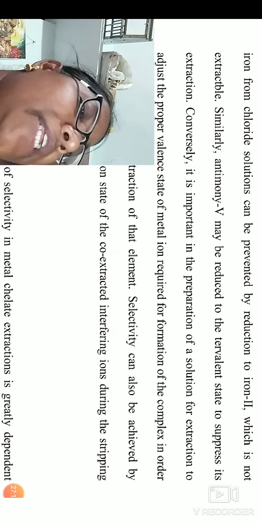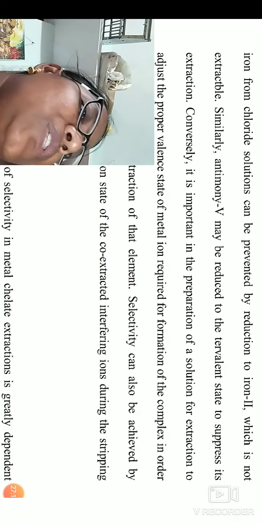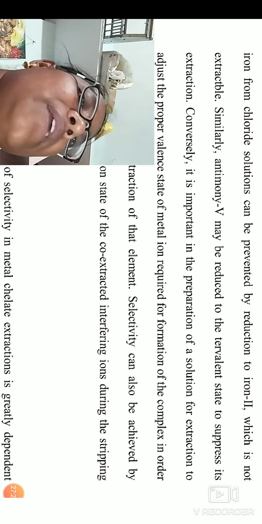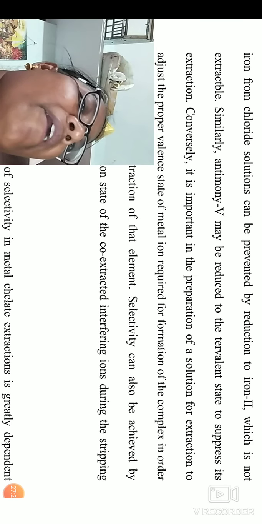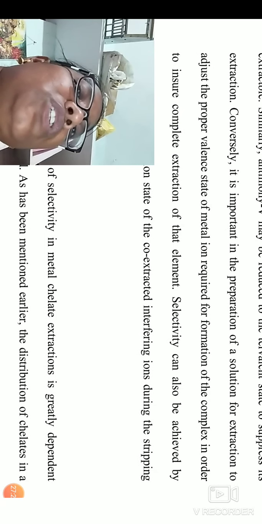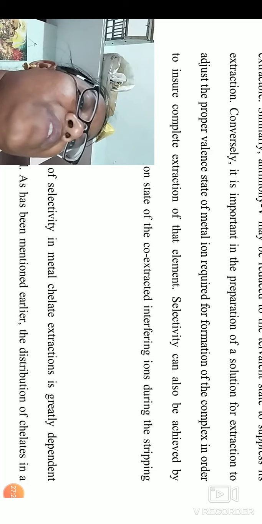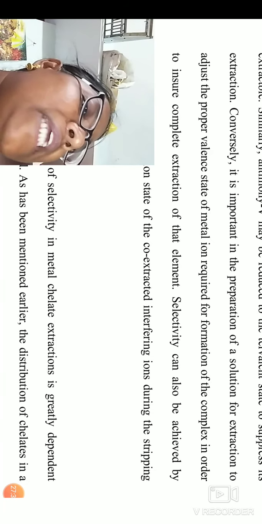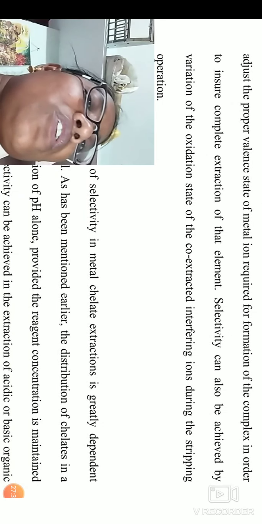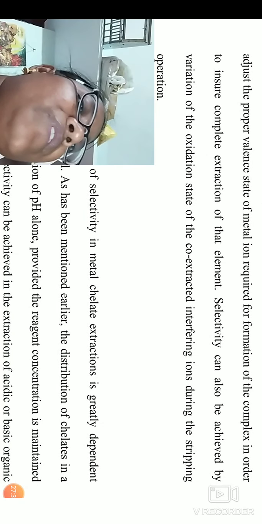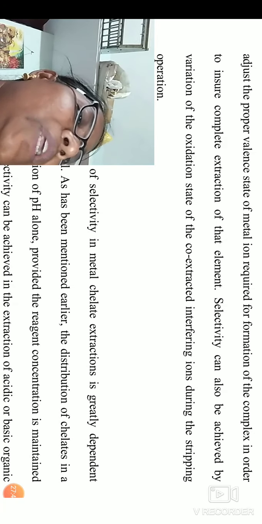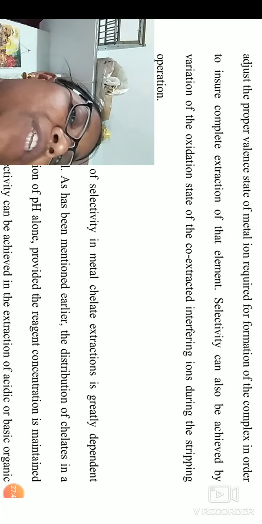Conversely, it is important in the preparation of a solution for extraction to adjust the proper valency state of the metal ion required for formation of the complex in order to ensure complete extraction of that element. Selectivity can also be achieved by variation of the oxidation state of the co-extracted interfering ions during the stripping operation.